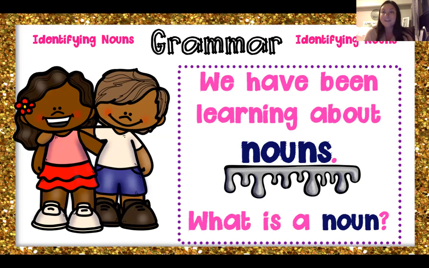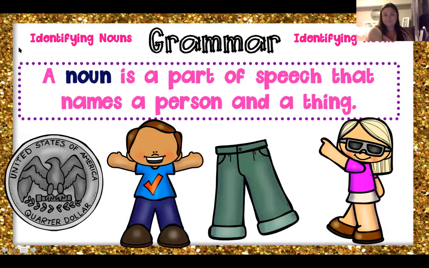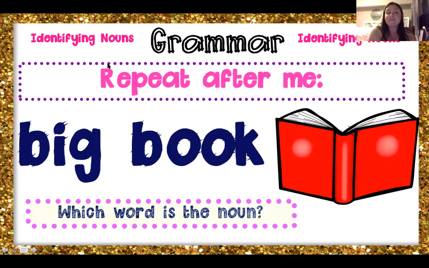Alrighty, so the first thing we're going to do is identify, or find, common and proper nouns. We've been learning about nouns a lot in second grade. What is a noun? A noun can be a person, a place, or a thing. Great job. So a noun is a part of speech that names a person or a thing. It can also name a place.